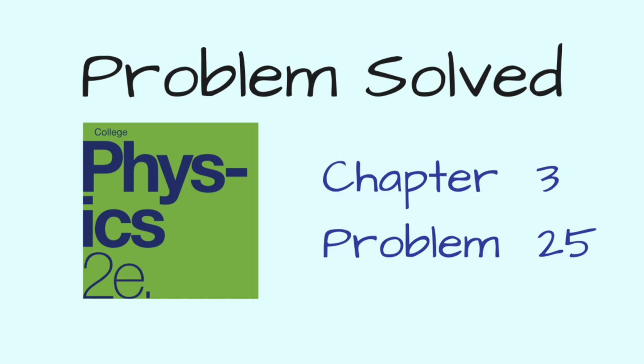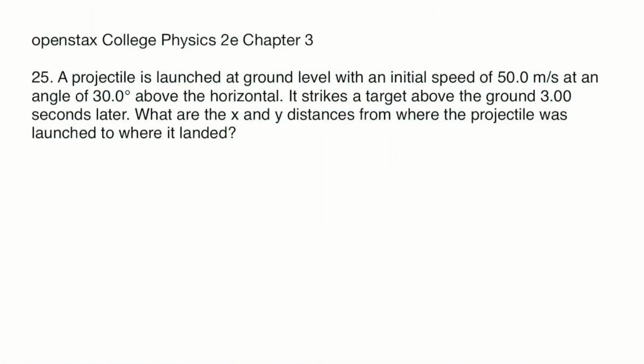It is from chapter 3 of College Physics 2E by OpenStax. In this problem, we have a projectile. It's launched at ground level. We know the initial speed and angle, and then it strikes a target above ground 3 seconds later, and we need to find the x and y distances from where the projectile was launched.